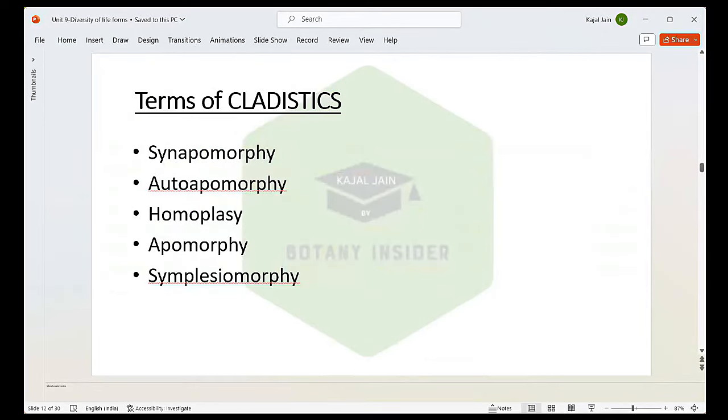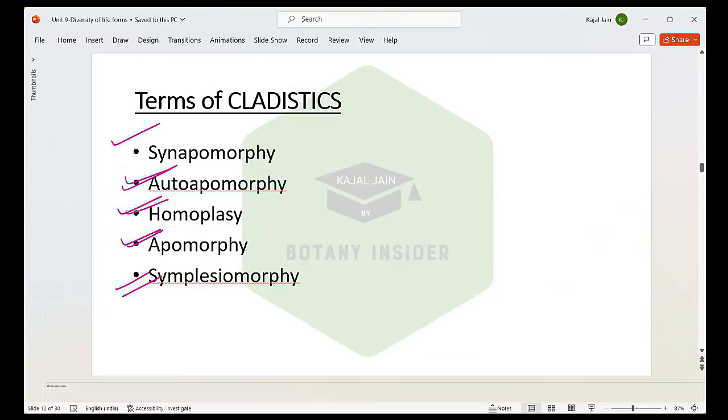See over here, the next main terms. Based on these five terms, questions have been asked in the examination. Which are the five terms? First one is synapomorphy, then you have autapomorphy, homoplasy, apomorphy, and symplesiomorphy. What are the meanings of each one of them? I'll show you with the help of the diagram itself, okay?